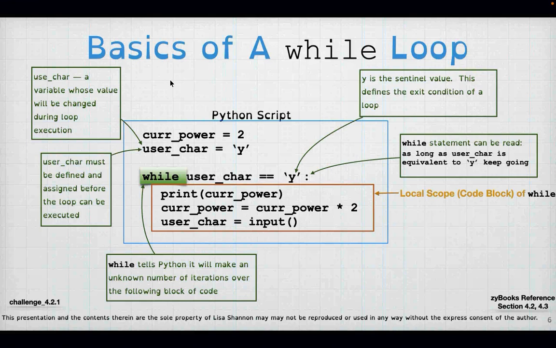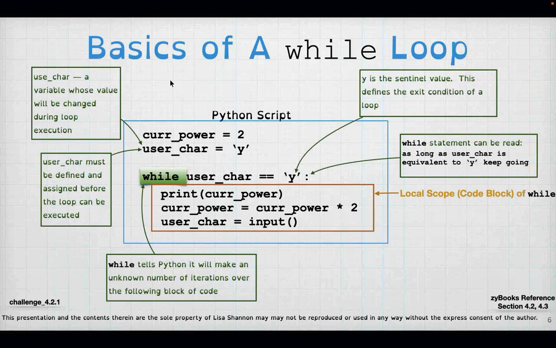And in this case, what we see with this challenge is that, first of all, we're going to print it. Then we're going to print cur power, then we're going to modify that value, and then we're going to modify user care. This is what I mean by data-driven code. User care is changed within the loop. So I could keep saying Y, I could type Mississippi, I could type 42, but when we travel back up to the top of the while loop, it's going to take that new value from user care and test it against our sentinel value, in this case, Y.